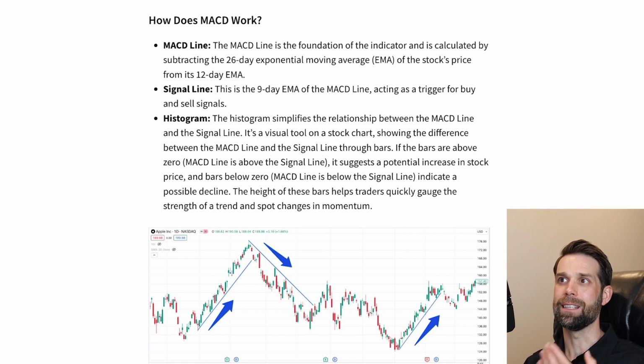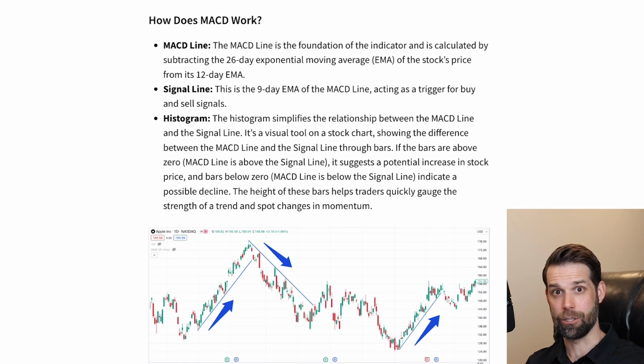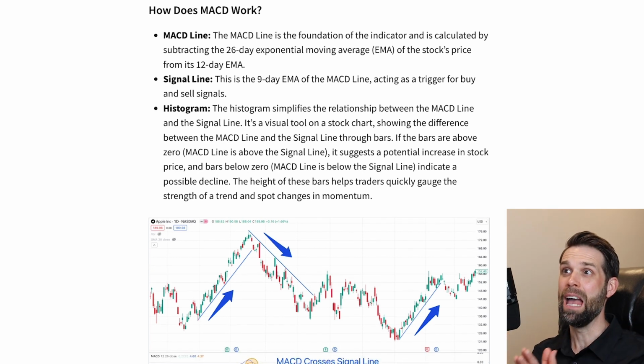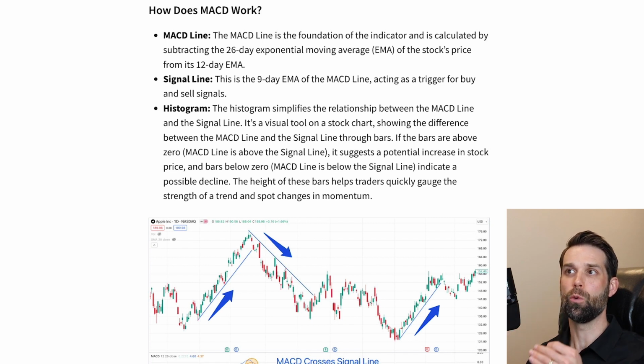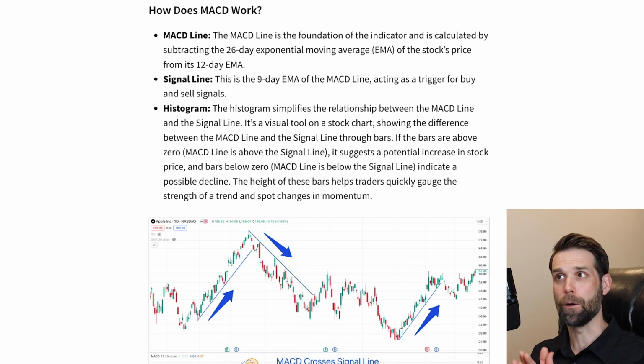Now you'll have this thing called a signal line, and it's a 9-day exponential moving average of the MACD line. So it's acting as a trigger for buy and sell signals. The signal line is sort of an average of an average. And then you have the histogram, and the histogram simplifies the relationship between the MACD line and the signal line. It's a visual tool, and we're going to look at it on a stock chart, showing the difference between the MACD line and the signal line through bars. So it's a bar chart.